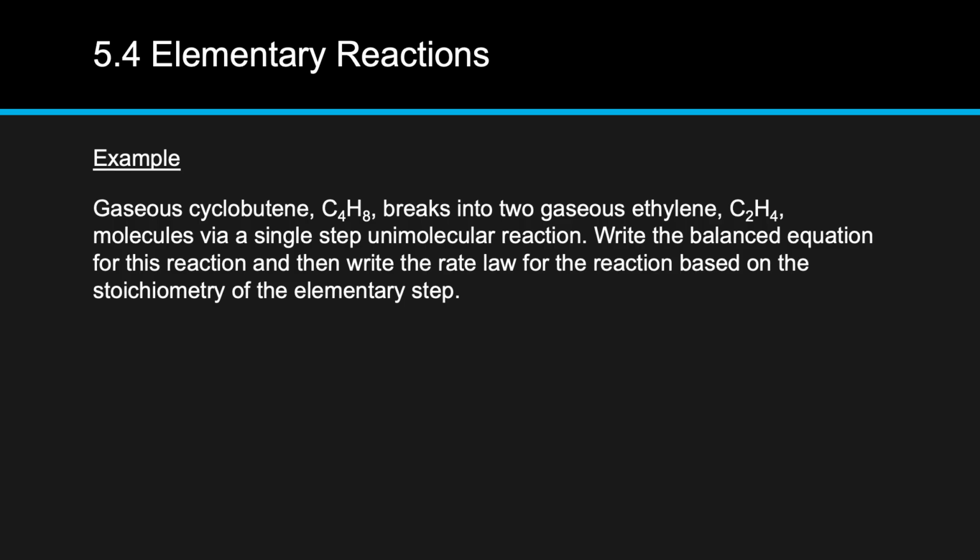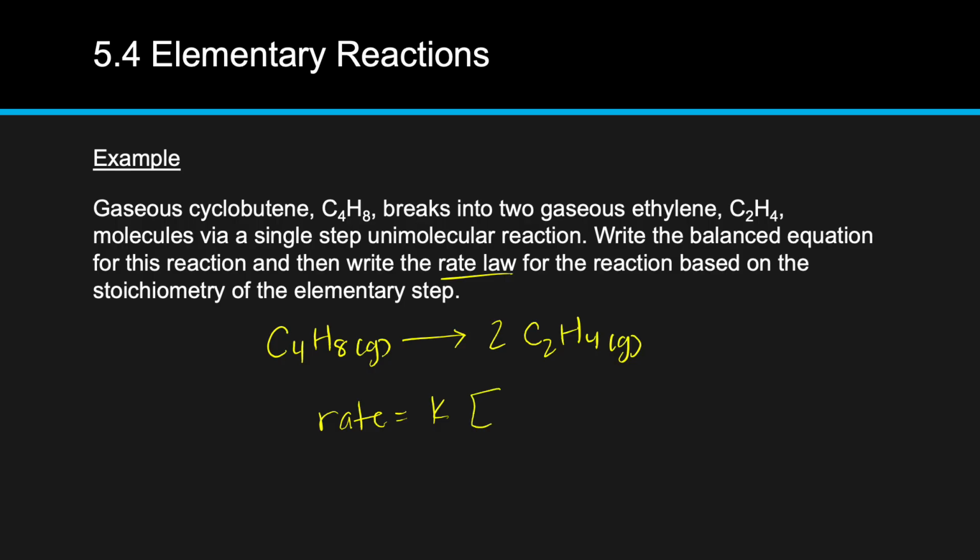So the first part of the question is to write the balanced equation. We know we are starting with gaseous C4H8, and we are converting that into two ethylene molecules, which is C2H4, and it was also mentioned that it was gaseous. So this is our balanced equation, and then it says to write the rate law. So remember, whenever it says rate law, we are writing the word rate. That's going to be equal to k times the concentration of your reactants, which in this case we only have one, C4H8. And since we only have one of those particles, it is first order.